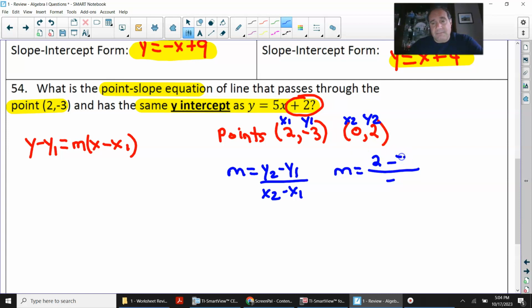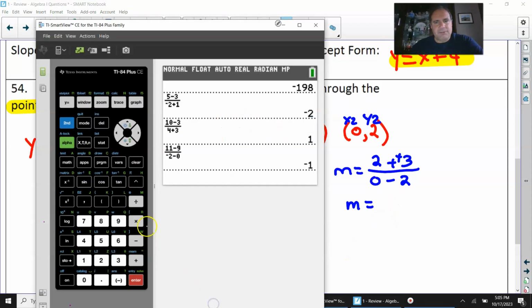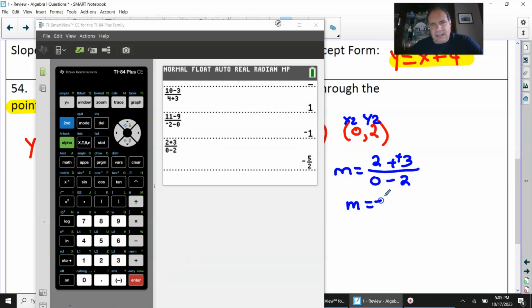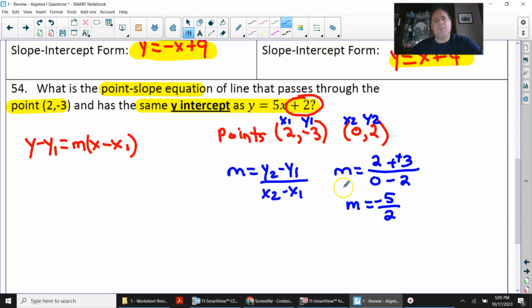2 minus a negative 3, that's plus plus right there, and then 0 minus 2. If you put that in, that's 5 over negative 2. Let me just make sure: this is 2 plus 3, and then this is 0 minus 2. It says the same thing I just said, negative 5 over 2. It is a negative slope. It's negative 2.5 if you're changing it to a decimal.